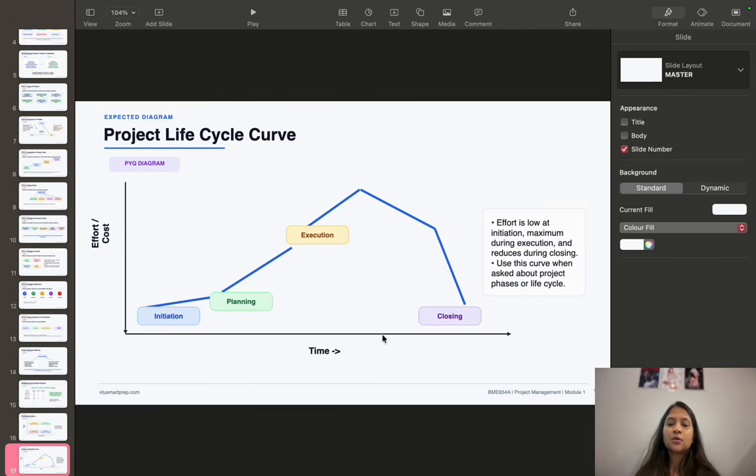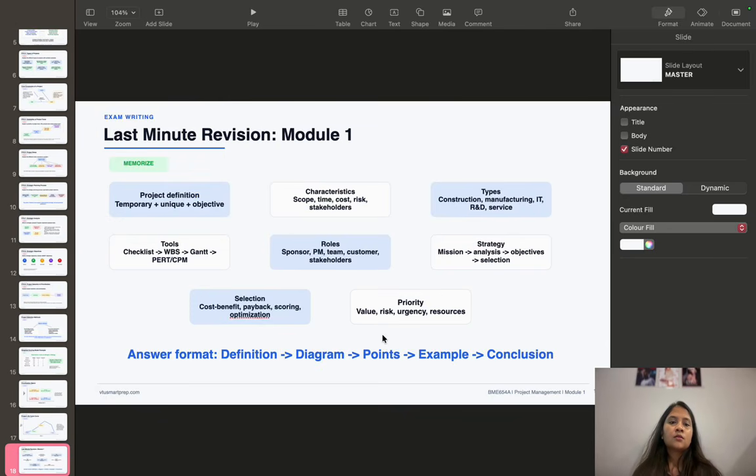You can use this diagram, and each keyword you have to explain in detail. This is just a last minute revision where you can go through the topics. Here I have written the topics. For writing the answer, the format is definition, diagram, points, example, conclusion. You can just use this.